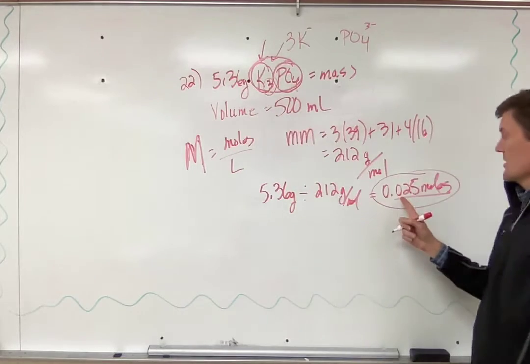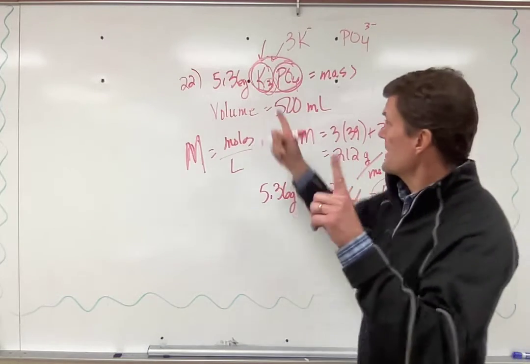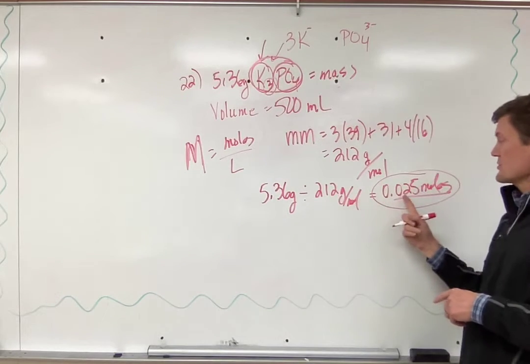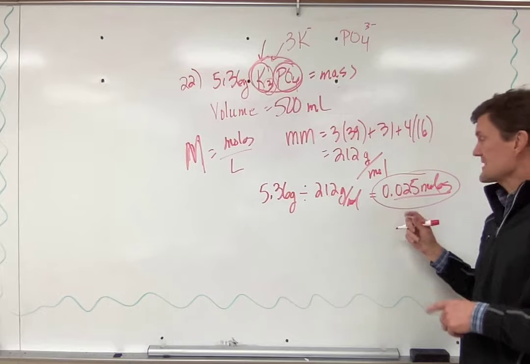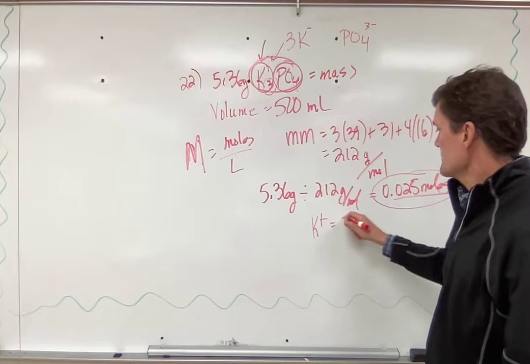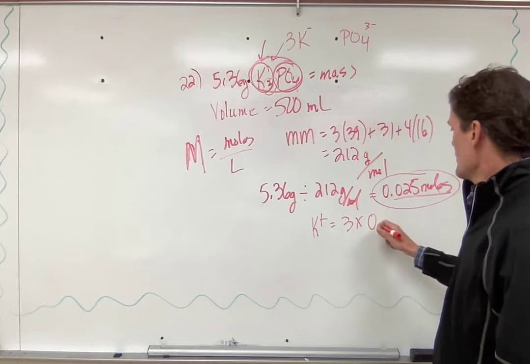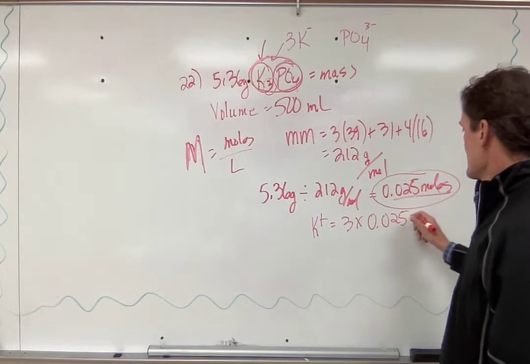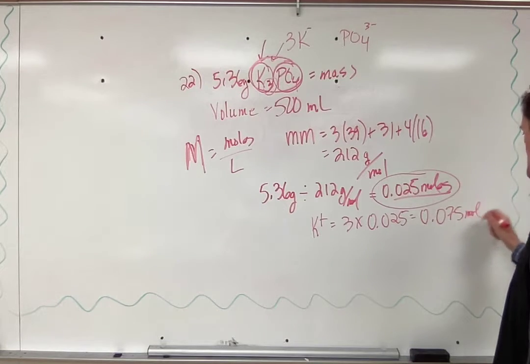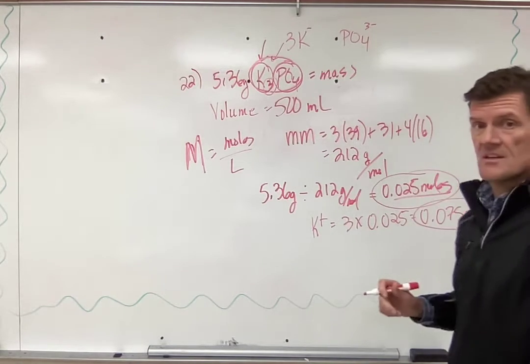So if you've got 1 compound, 1 mole, you'd have 3 moles of K. If you've got 0.025 moles, then you can have 3 times that. So the moles of K plus is going to be 3 times the 0.025. And that's going to be 0.075. That's how many moles you have of the K plus.